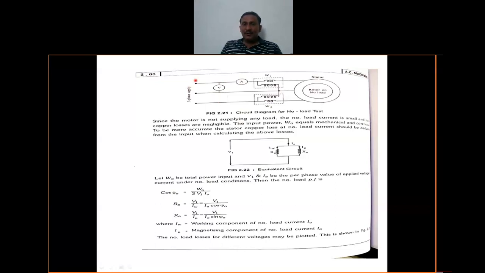At the input we connect a three-phase variac, with the help of which we get variable voltage. By rotating the sliding contact by hand, the voltage slowly increases from 20 volts, 50 volts, and so on, up to the rated voltage, which is 440 volts.